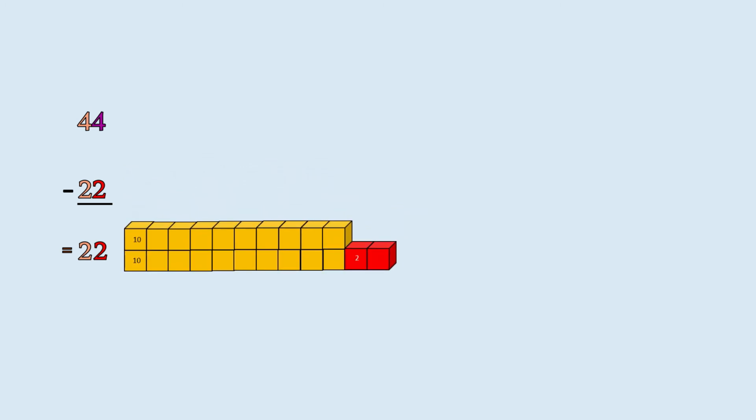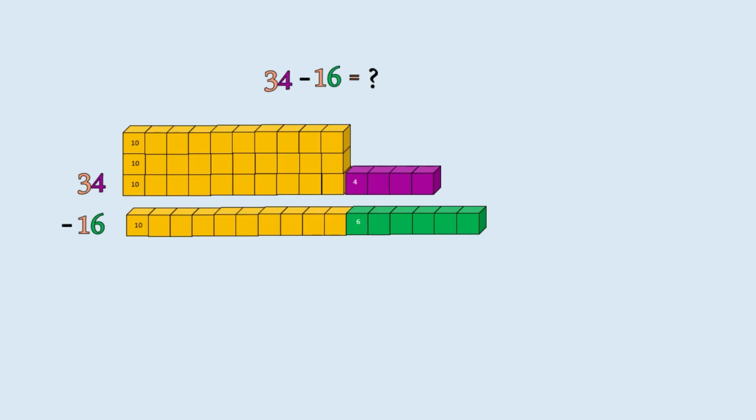Now here's a third subtracting problem. Sasha's Uncle Joe is 34 years old, and her Uncle Jack is 16. How much older is Joe? After laying out the bars, explain to your child that because the green one is longer than the purple, we can't take green away from purple.